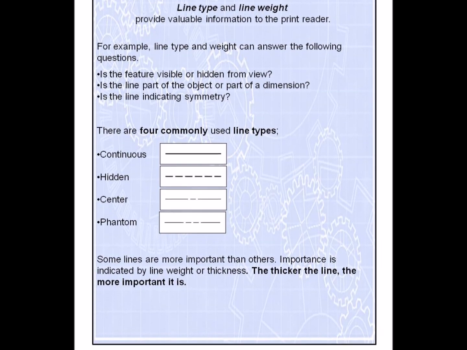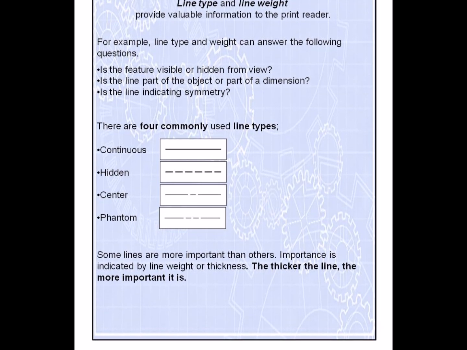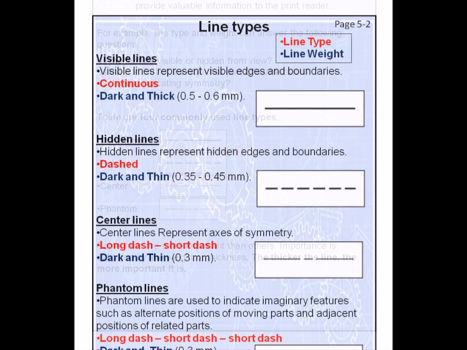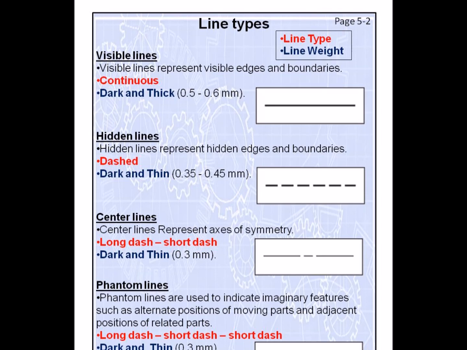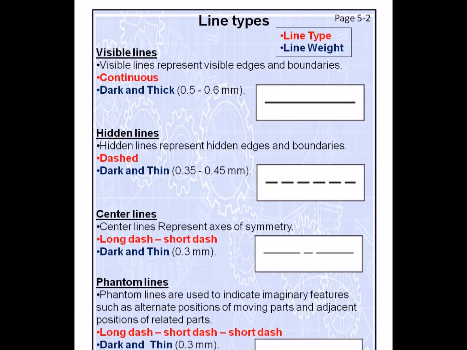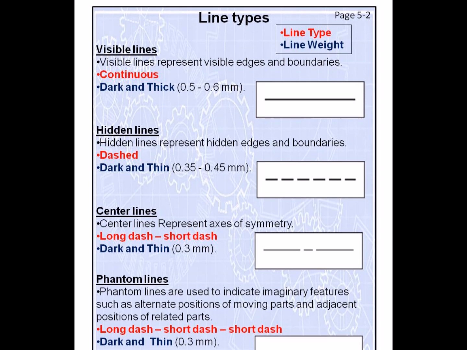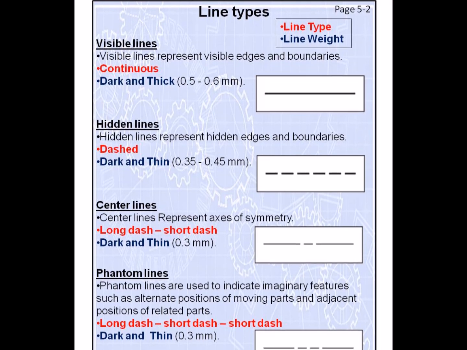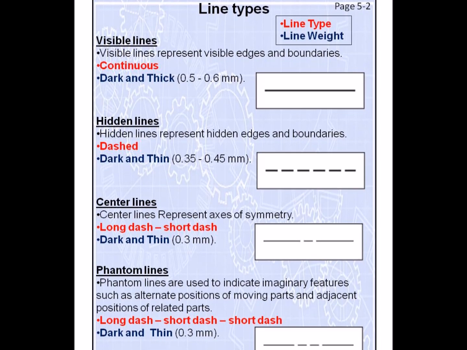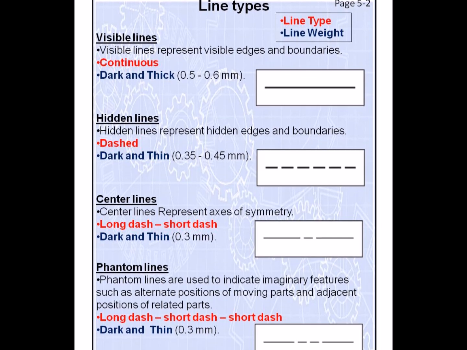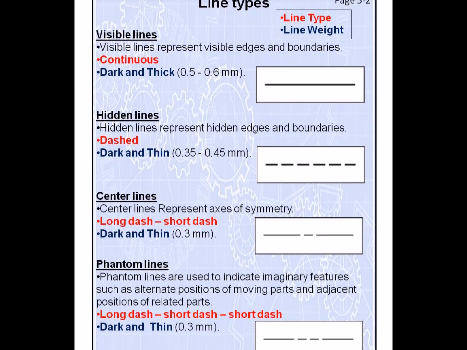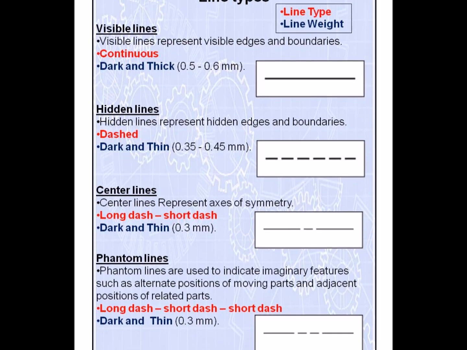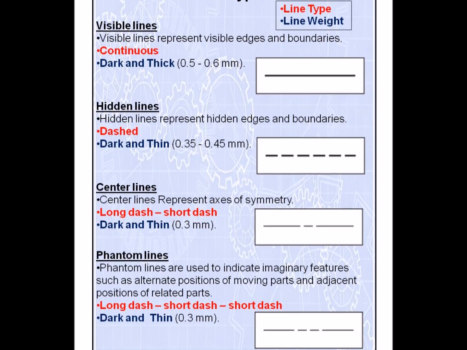Different line types are used to represent edges that you can see or can't see, or to indicate symmetry. The line types that we will be using repeatedly in this section are visible lines, which are used to represent visible edges or boundaries, hidden lines, which are used to represent hidden edges or boundaries, and center lines, which represent lines of symmetry. Less commonly, phantom lines and break lines will be used. The other lines listed will be used and explained in more depth within the upcoming sections.